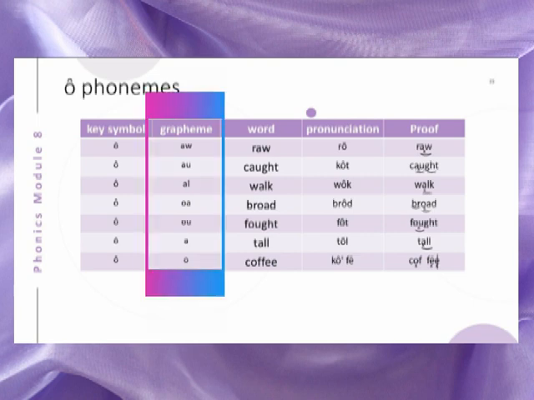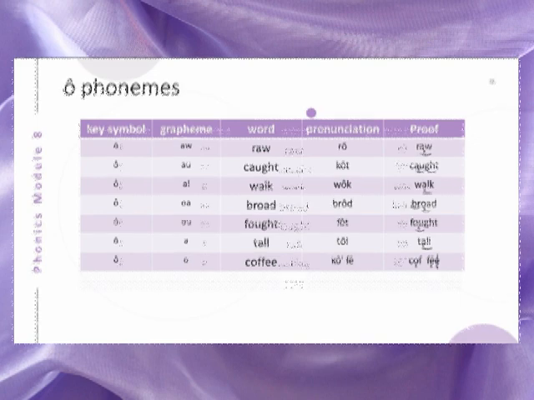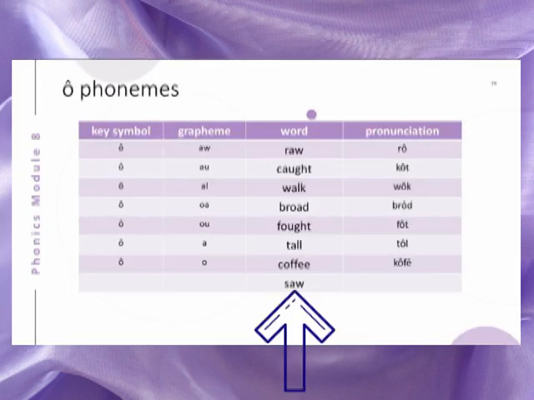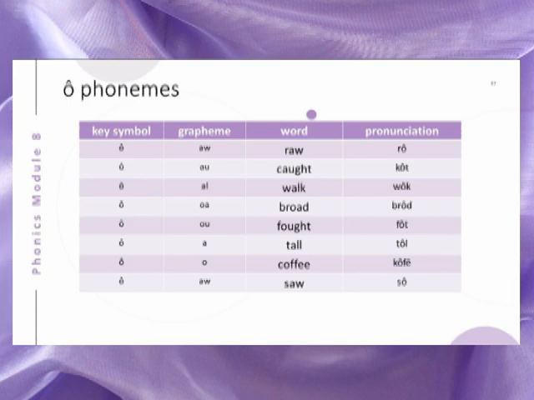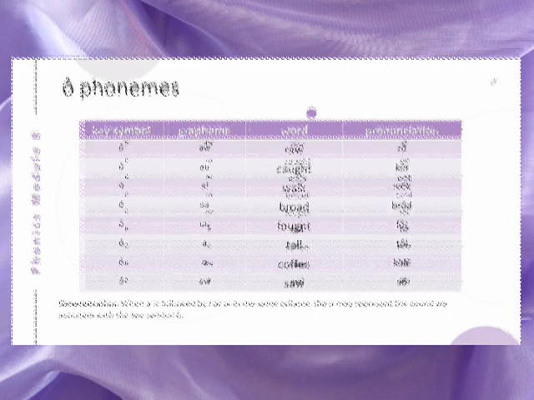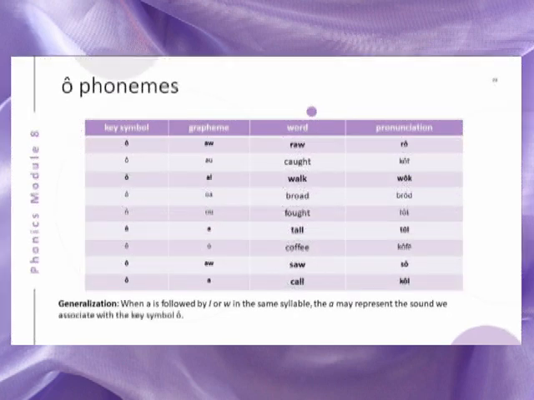As you can see, these phonemes can be represented by several different graphemes. Now pronounce the last word in the word column. The A represents what vowel phoneme? The A in saw represents the vowel phoneme we hear in ball. When an A is followed by an L or a W, we can make this generalization. When A is followed by an L or a W in the same syllable, the A may represent the sound we hear in the word ball.